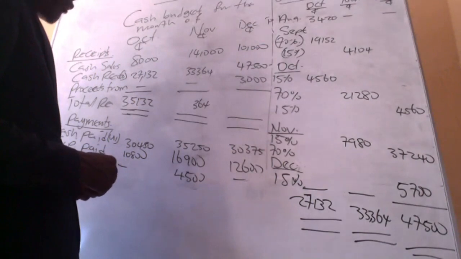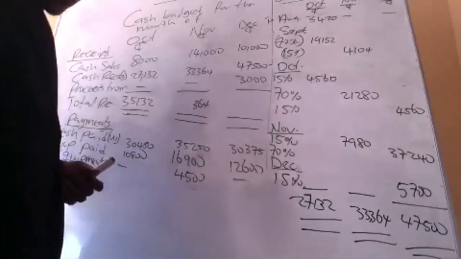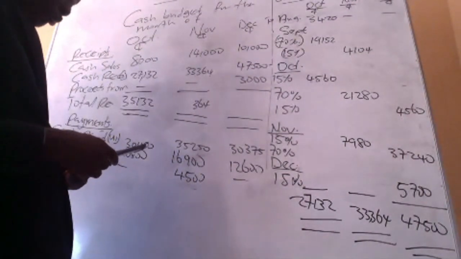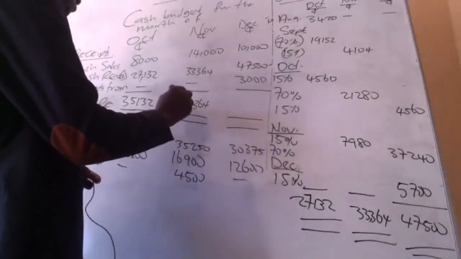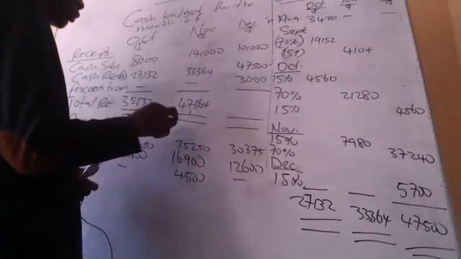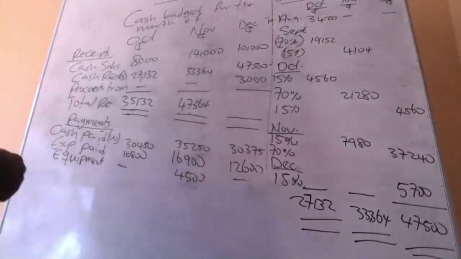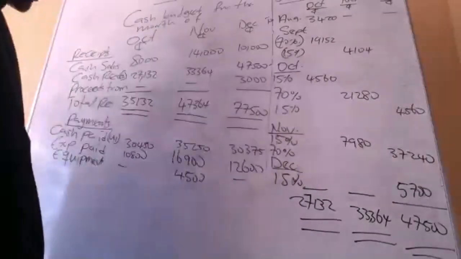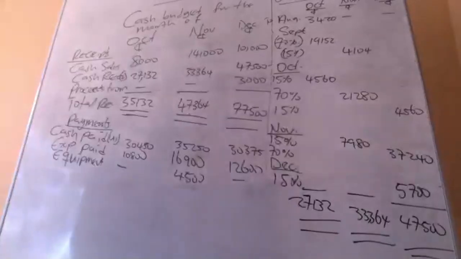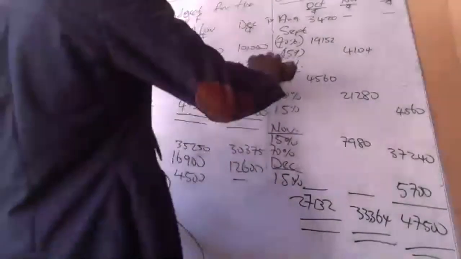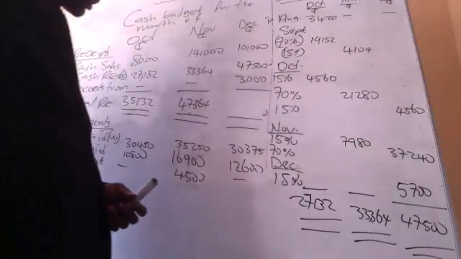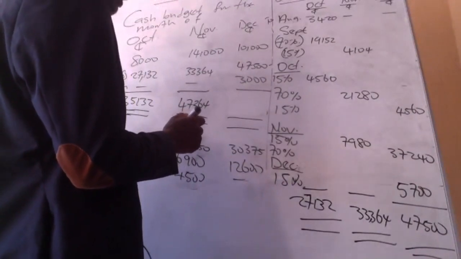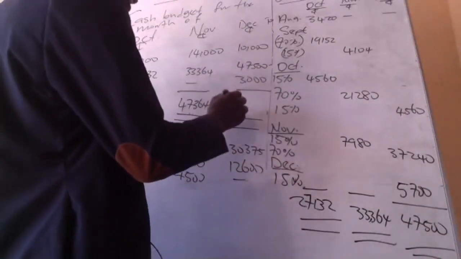The next one, that's November, 40,000. Sorry, let me add it. That will be 47,364. Good. So 47,364. Then the last one, that's 40,000. That's 77,500. Oh no, it's 60,500. That's what? Yes, 60,500.